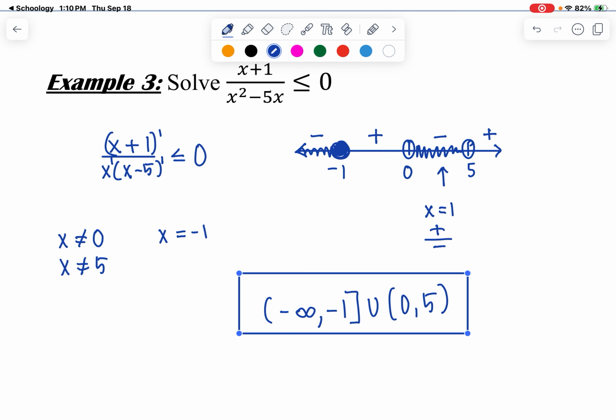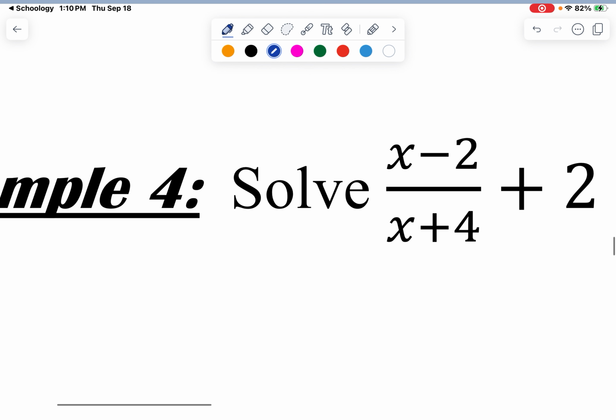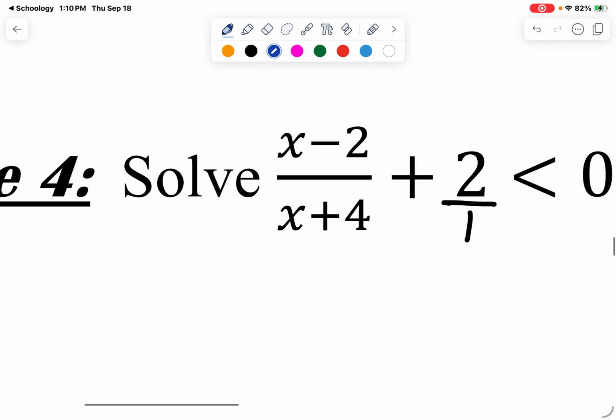All right, next one right here. So on this one, we have a 0 on one side, but we do not have one fraction. So I need to make this one fraction. That's not difficult, to add two things, right? So we do need a common denominator. So I'm going to put this over 1, voila. And now I need my least common denominator. My least common denominator is x plus 4. So I'm going to multiply this by x plus 4. And whatever I do to my denominator, I have to do to my numerator.